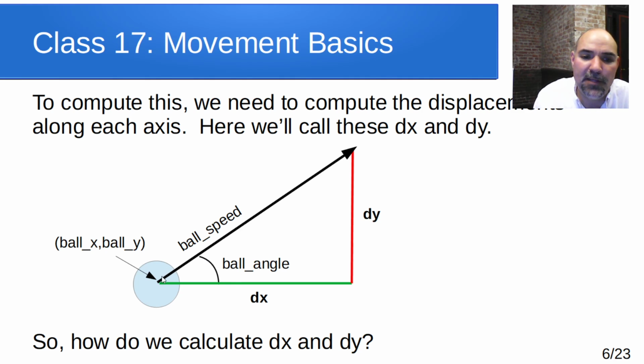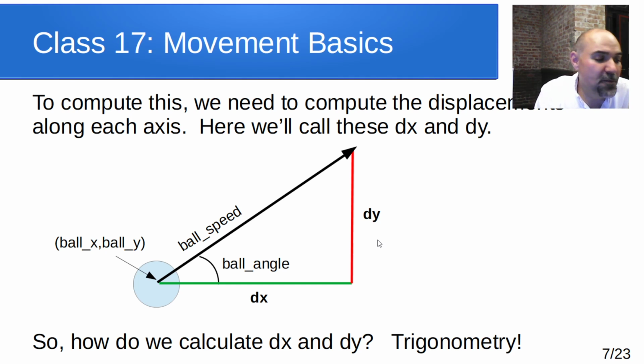Now think of the speed as like the hypotenuse of this triangle. So what we have is the hypotenuse and the angle. We need to figure out how much of that motion, at that speed and this angle, is x and how much of it is in y. So how do we calculate that?